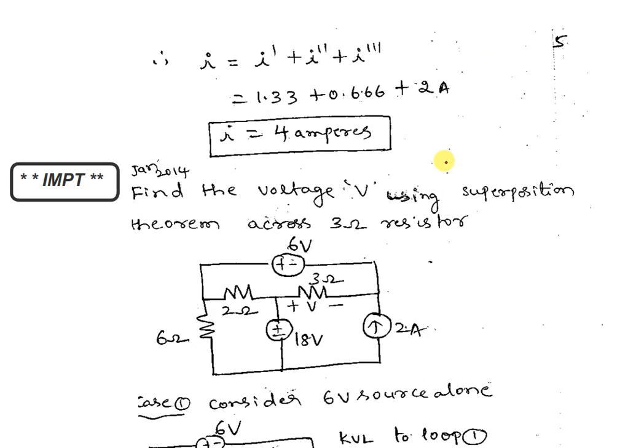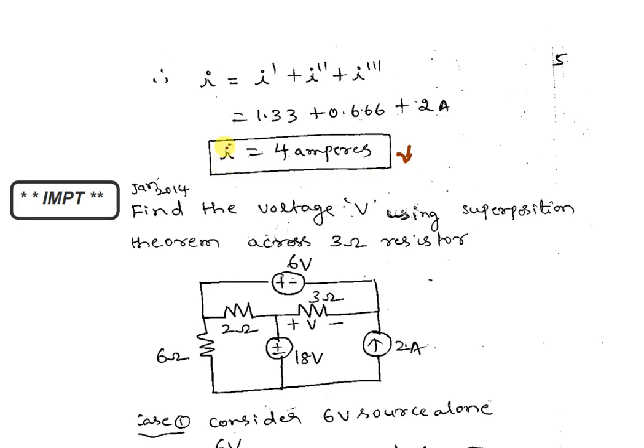So the superposition theorem states that the overall response is equal to the sum of individual responses. This is due to 4 volts. This is due to 1 amp. This is due to 3 amps. So it is equal to 1.33 downwards, 0.66 downwards, 2 amps downwards. If you add all these three, you will get 4 amps. This is also going down.